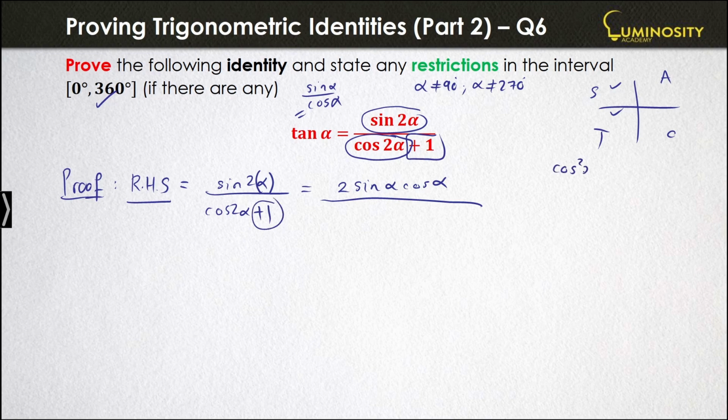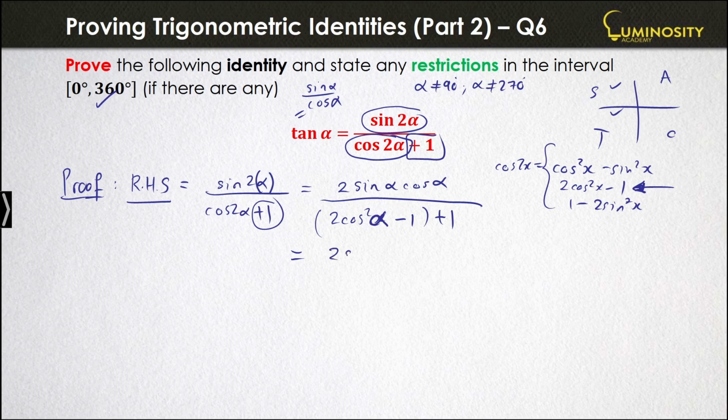So I know that the three variations for cos of 2x is cos squared x minus sine squared x, 2 cos squared x minus 1, and 1 minus 2 sine squared x. So I'm going to pick the second one because it's got a -1 there. So I'm going to say 2 cos squared alpha minus 1 for cos 2 alpha. Okay, keep the angles consistent, plus 1. So now I have 2 sine alpha cos alpha all over, so the -1 plus 1 will cancel to 0, and you're left with 2 cos squared alpha.